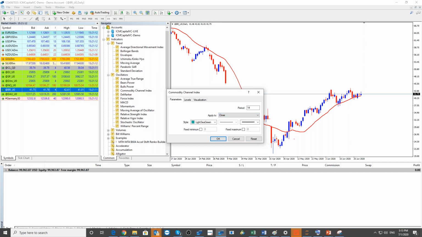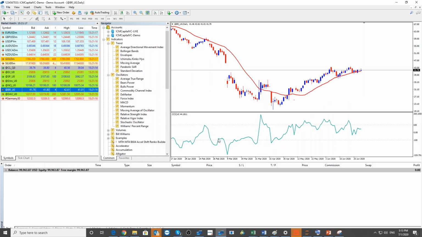Also, you can choose your colors and style for each level. So let me plot this now. So these are exactly how it is used.